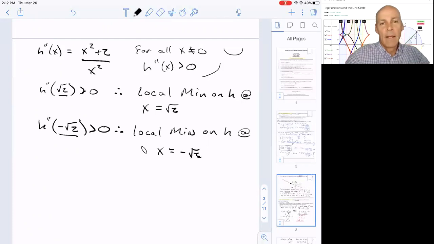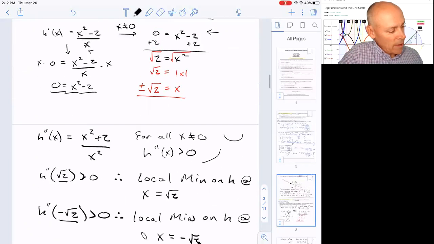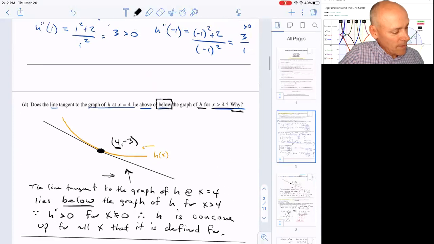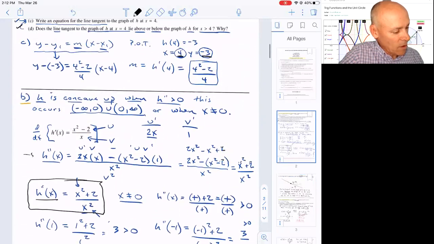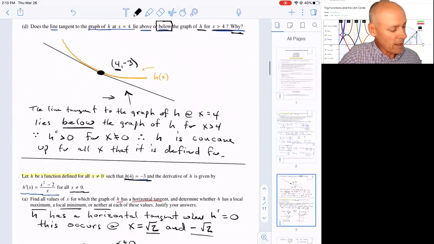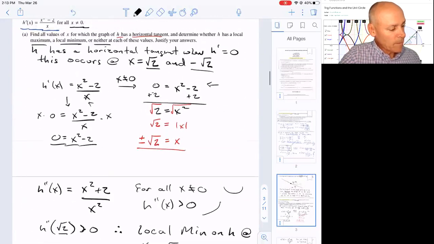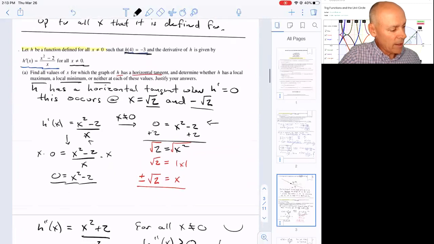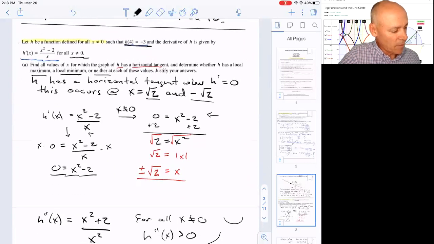Okay. All right. So that's kind of a little off the... I guess one other way I could confirm that. Again, that might have been the quickest way to do it. But we could also look at the first derivative on either side of our critical numbers, positive and negative root 2.